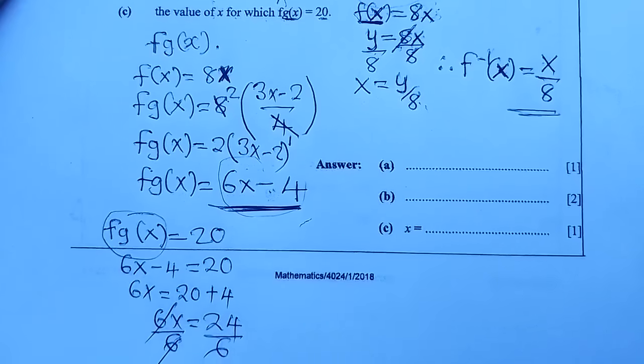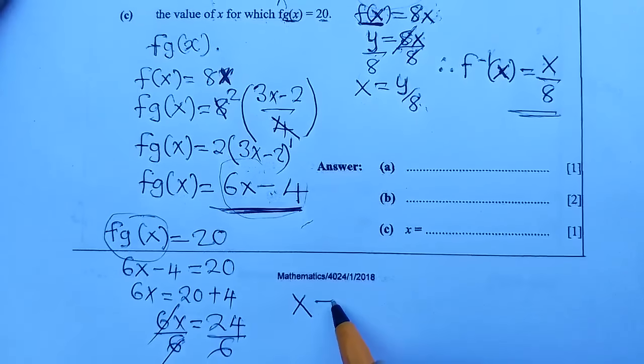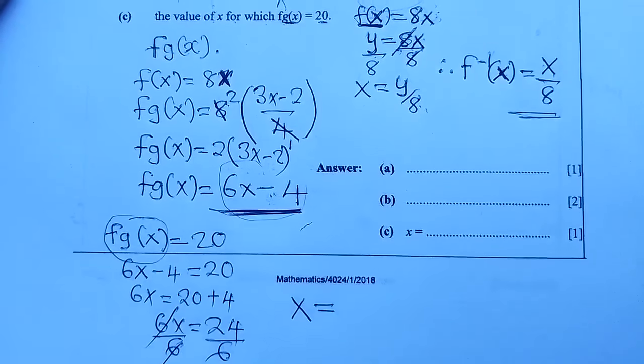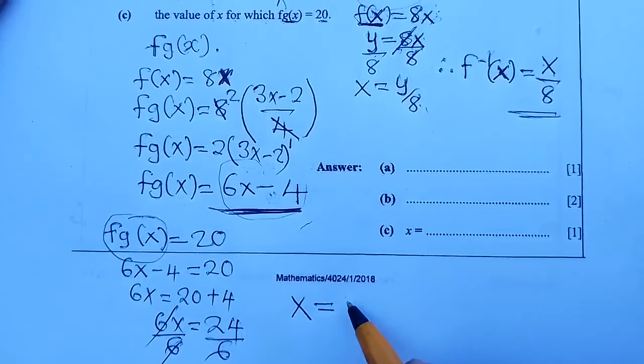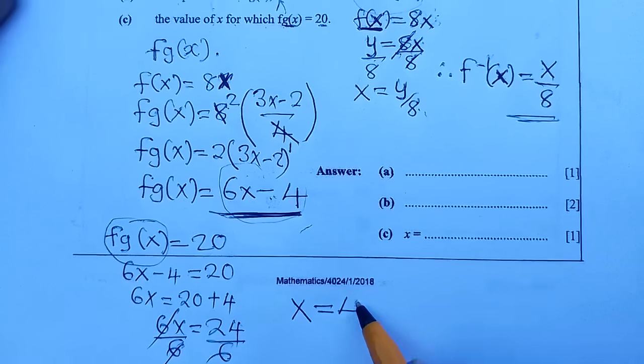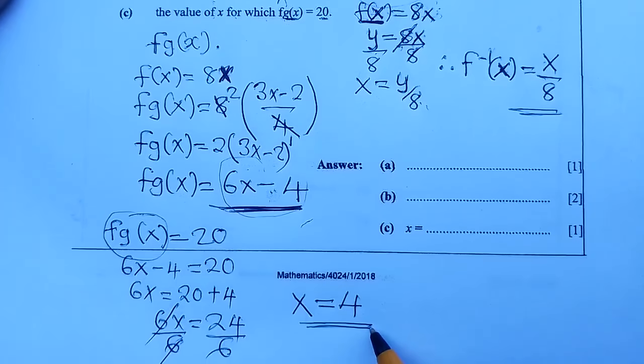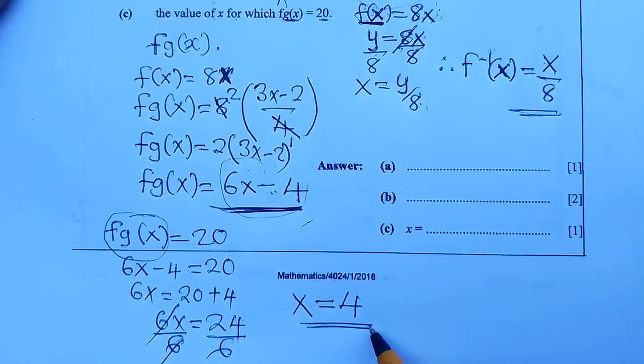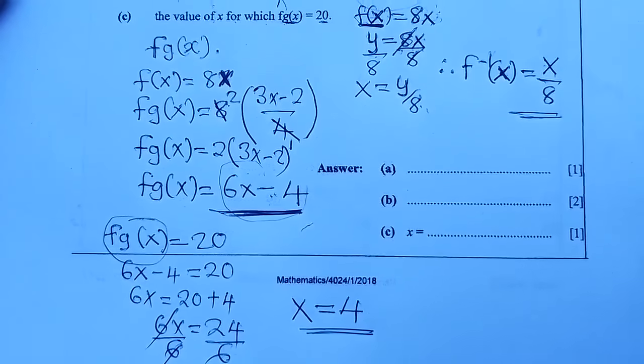This cancelled. So x will be equal to what? 6 into 24, it is 4 times. So x is 4. This is how you need to answer that one.